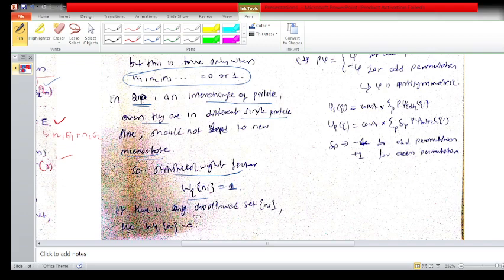Okay, so if there is any disallowed set of Ni values, which means it is not allowed for that particular state, then the corresponding quantum mechanical statistical weight factor, WQ of Ni, will also be 0. If that particular configuration or state is not allowed, then the weight factor will become 0. For all other cases, we will have the weight factor equal to 1. Why is it 1? Because we will not have any other microstate possible with the permutation. We are talking about permutation.